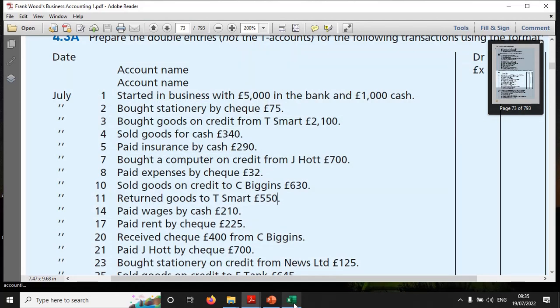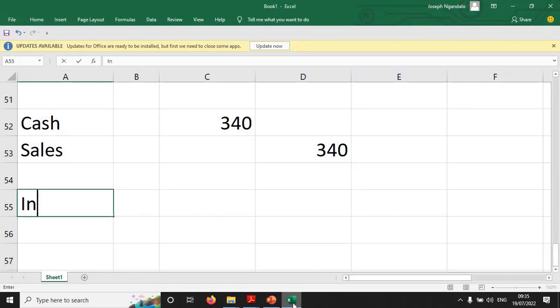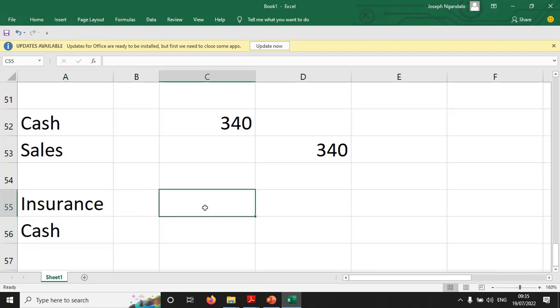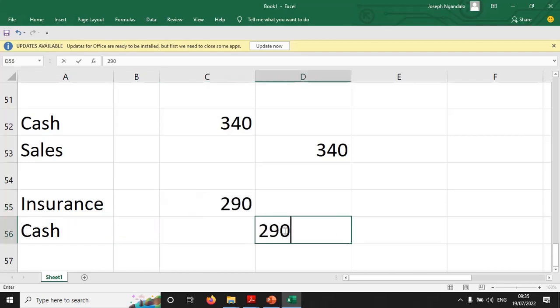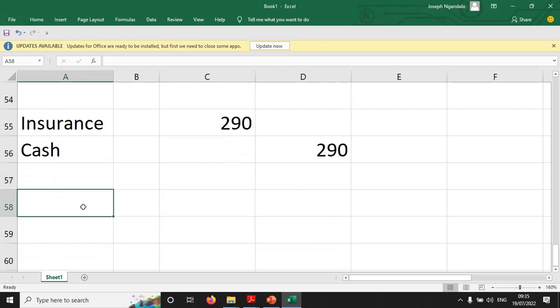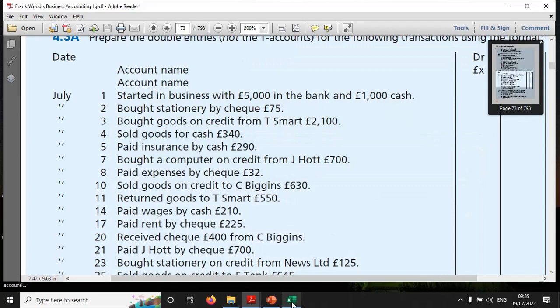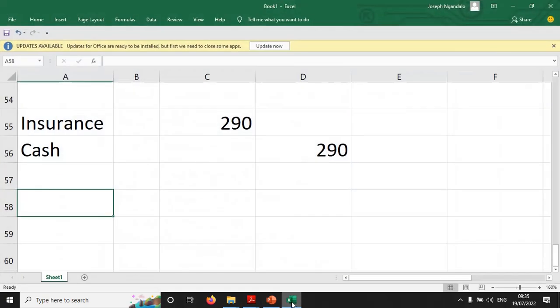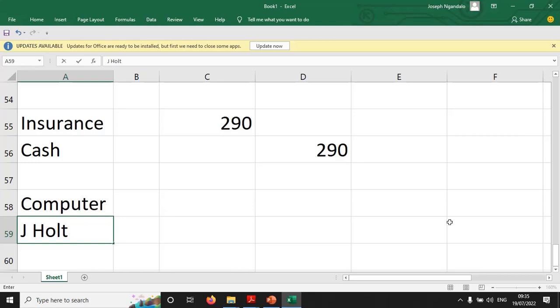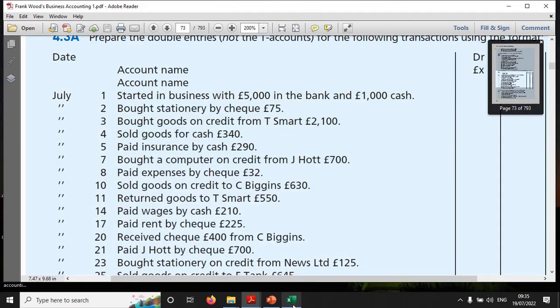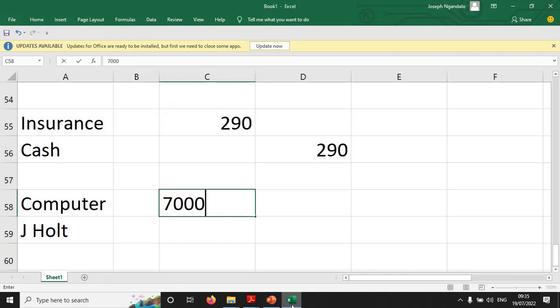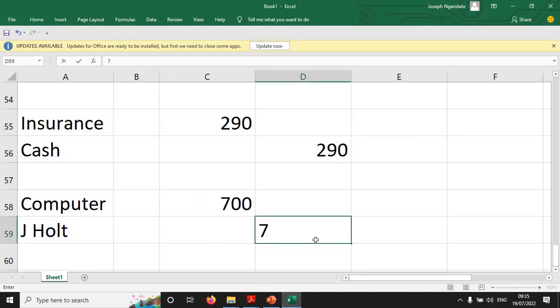Paid insurance by cash. So we have got insurance and then we've got cash. How much did you spend? 290? Thank you. Can we proceed? Bought a computer on credit from J Hot. So you've got computer, right? And who? J Hot. How much was involved? 700, isn't it? Next.